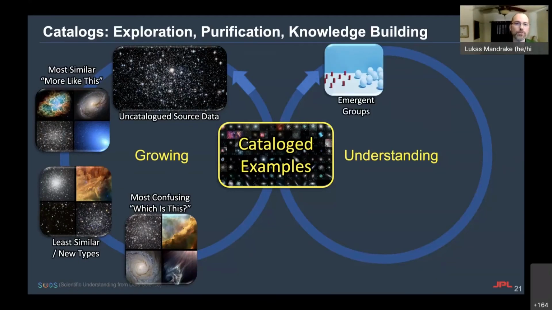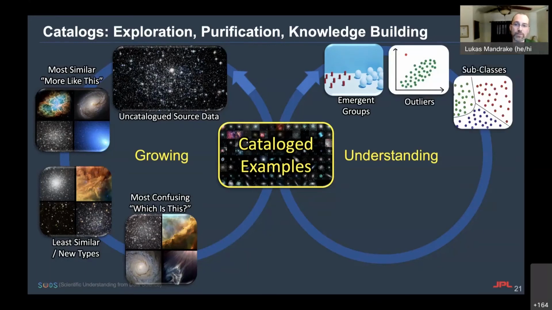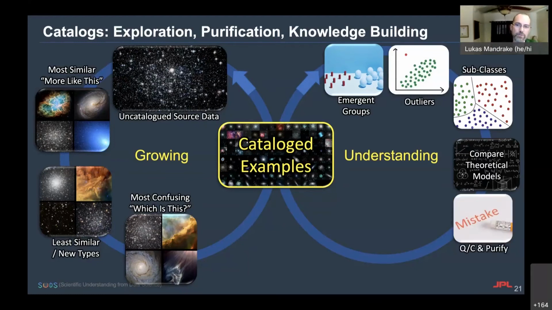We can look for emergent structure and groups that we didn't encode into the catalogs ourselves. We can seek outliers and anomalies, or identify that some of our categorizations have meaningful subcategories that require reorganization. As we have them, we may bring in theoretical models for comparison, and where we find disagreement or surprising behavior, ensure that we didn't make mistakes during the initial catalog formation.